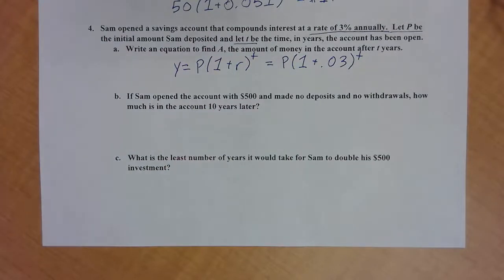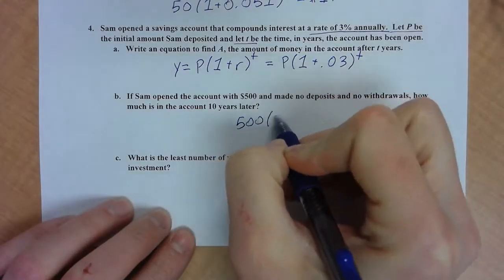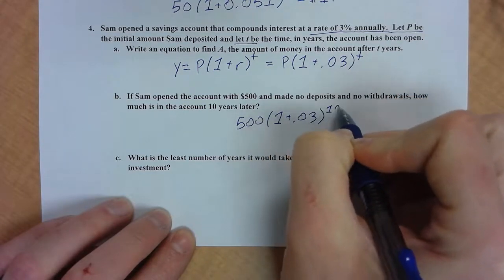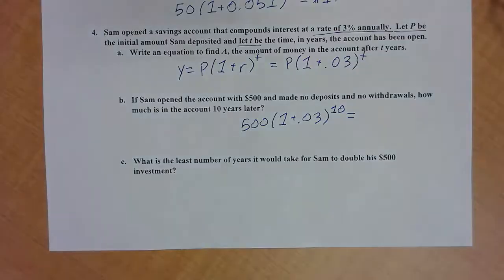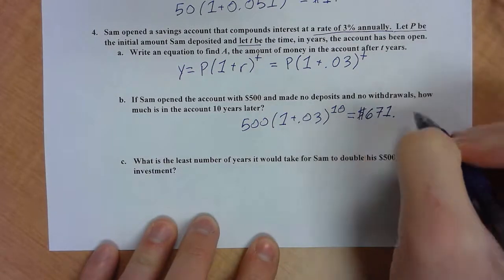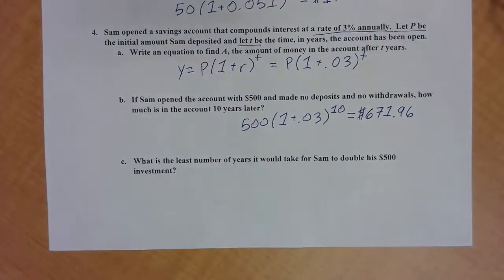So now in part B, we have Sam opening an account with $500 and made no deposits and no withdrawals. How much is the account after 10 years? Well, we can put that 500 into P. We can put the 0.03 in again, and 10 years for that top part there. And we would find that you would have $671.96. So quite a bit of increase in 10 years, $170 more.